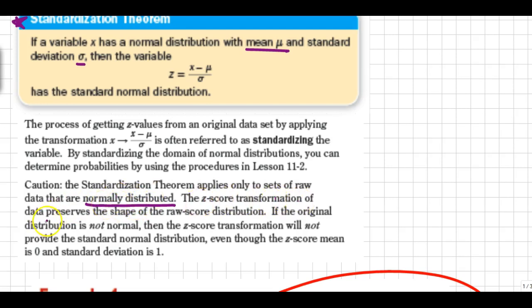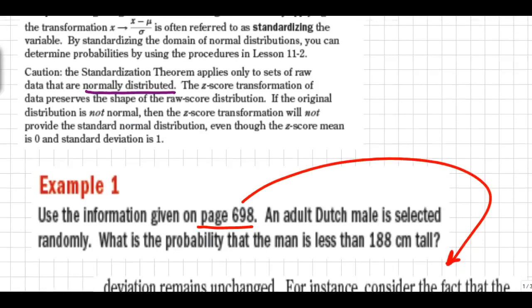Z-score transformations of data will preserve the shape of the raw data distribution. However, if that original distribution isn't normal, then the z-scores won't matter because they won't provide a standard normal distribution, even if the mean is 0 and the standard deviation is 1. So you have to look for that statement somewhere in the wording, and then you can convert it to a z-score. Let's do an example.